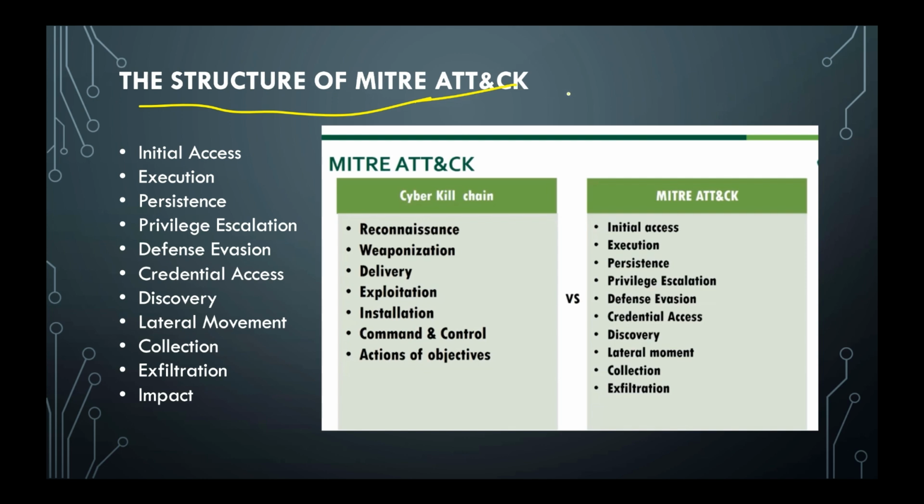Now let's walk through the structure quickly. MITRE ATT&CK is organized by the stages of an attack, kind of like the attacker's journey. We have initial access, how the attacker first gets in, usually phishing or exploiting a vulnerable app. Then we have execution, where the attacker runs malicious code, like using PowerShell or a script. Then persistence, making sure they stay in with a backdoor or startup task. Privilege escalation, where they try to get admin rights.